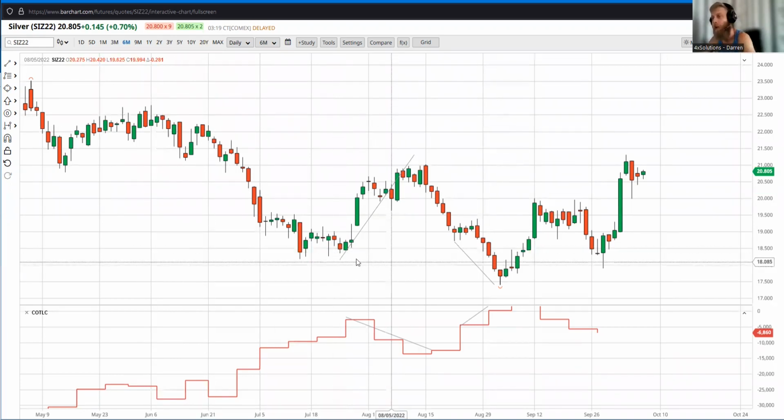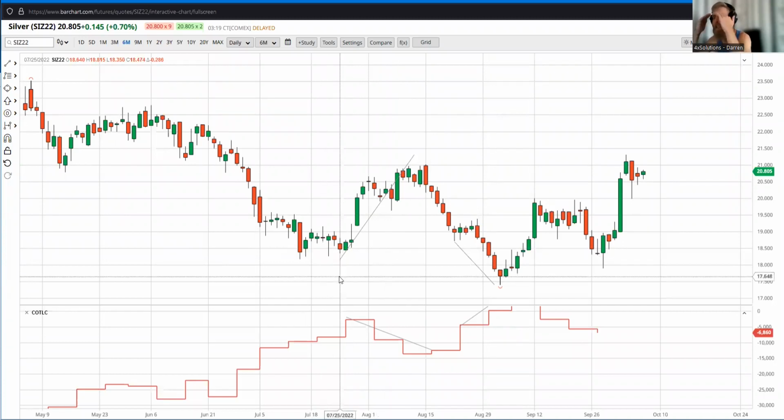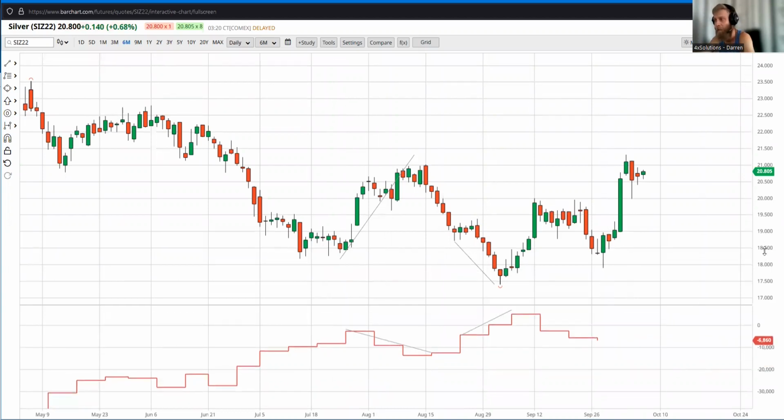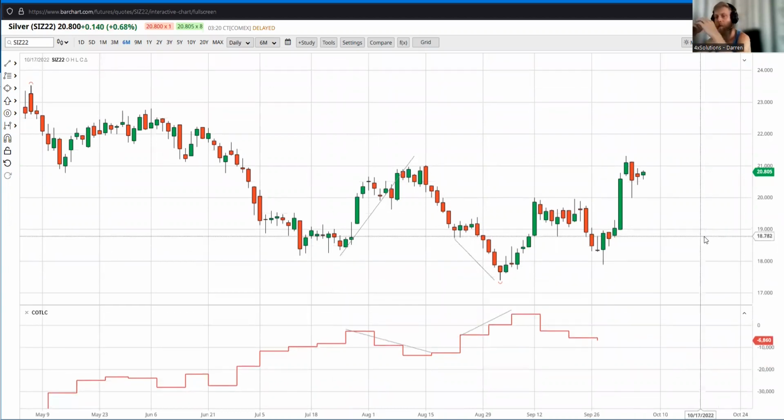But what do we notice overall now that I've zoomed out here on a 6-month chart? What do we notice is happening? Let's just delete these.